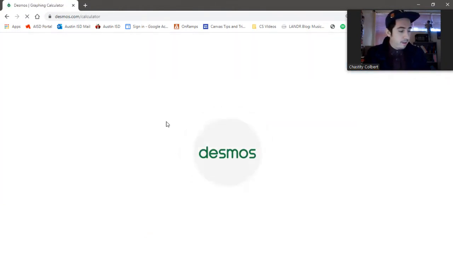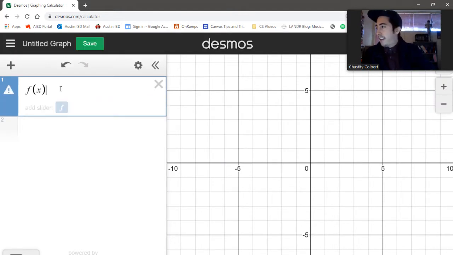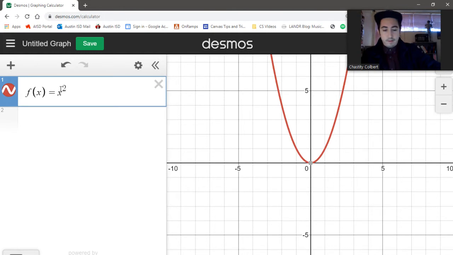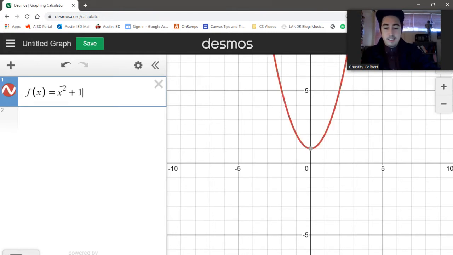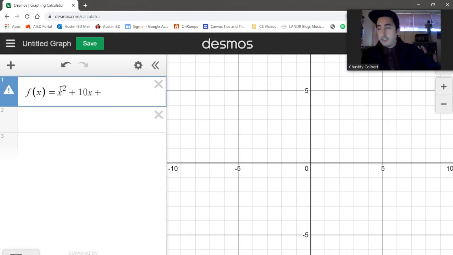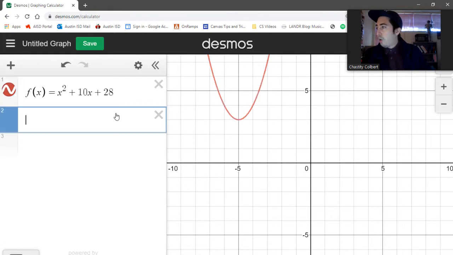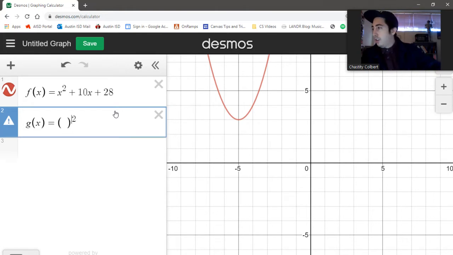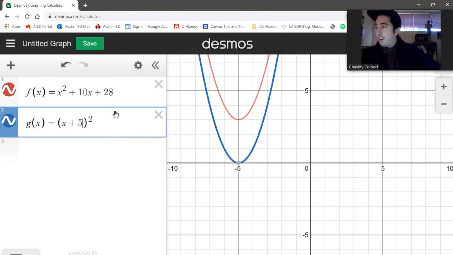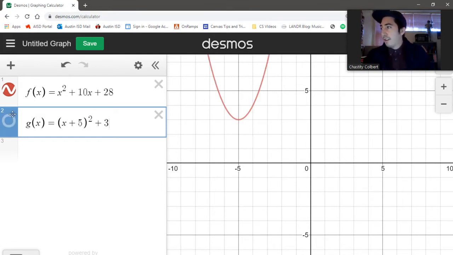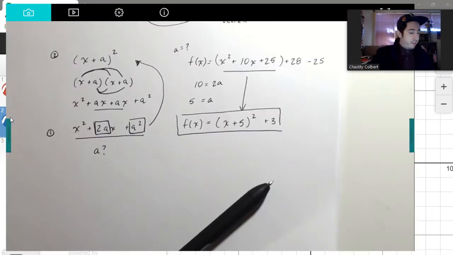So again, let's think about this. This f of x is equal to x squared plus 10x plus 28. This is what it was before. Now, the vertex form we got, I'll write that as g. We got x plus 5 squared, plus 3. The blue is right where the red was, so we know we were right. So we know that method works. So I know that this is the way to do it.